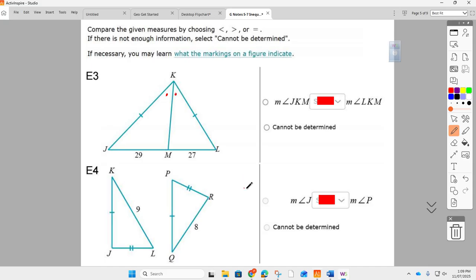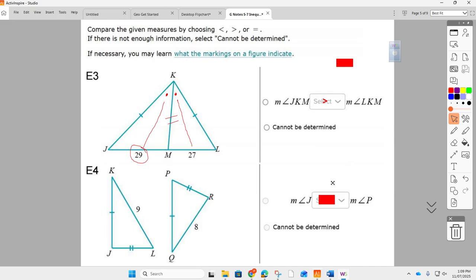Which one's bigger? The left or the right? The left. How do you know? Because it's across from the bigger side, right? Now, we don't have both sides. We have to know that these have two congruent sides, right? But 29 is across from that angle, 27 is across from that angle. Since 29 is bigger, then now we know that the angle across from it has to be bigger. The side is longer, the angle is greater.